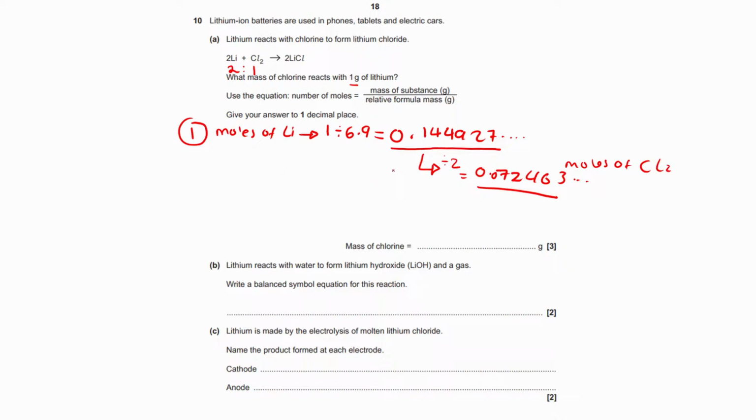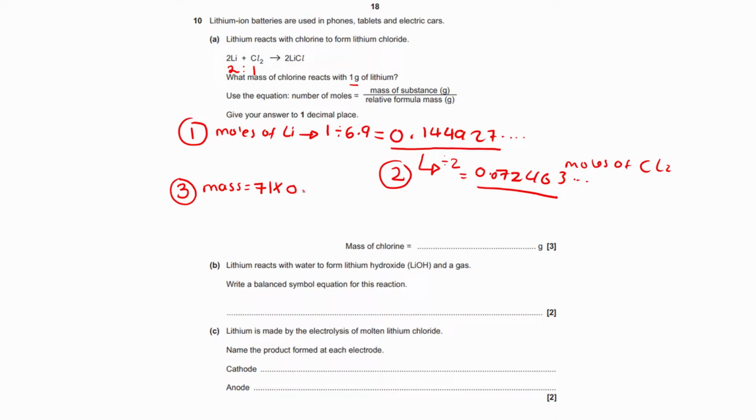So we've done the second part. We've calculated the moles of lithium. Now using the molar ratio from the balanced equation, we've calculated the moles of chlorine, and then we can do the final step, the mass of chlorine. We can just rearrange the equation. They've told us moles is mass divided by relative formula mass. To calculate mass, we do relative formula mass times moles. The relative formula mass of chlorine is 71. One chlorine atom is 35.5, but it's a chlorine molecule, so we times 35.5 by 2. That's the relative formula mass, and we times that by the number of moles, which is this.